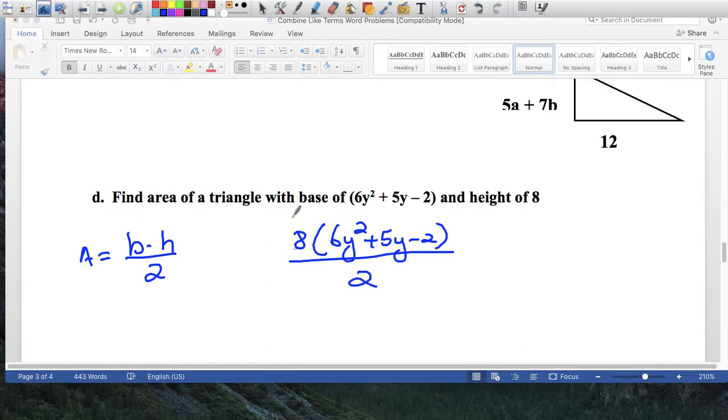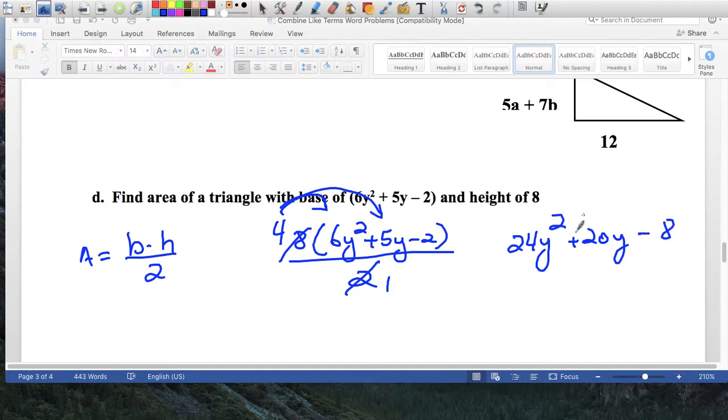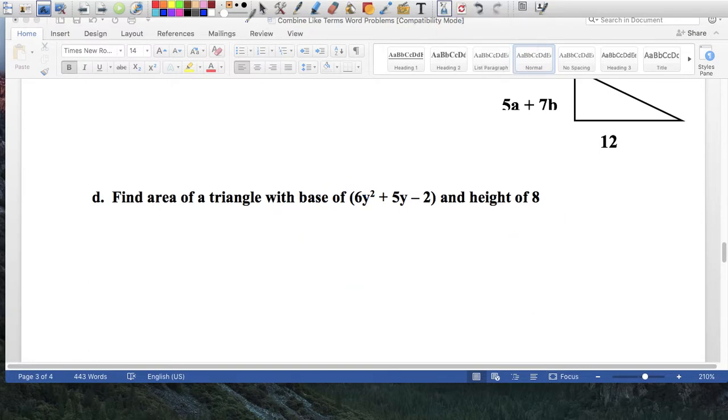Again, you can apply the distributive property and then divide every single term by 2, or you can simplify right now. 2 divided by 2 is 1, 8 divided by 2 is 4, and now I can apply the distributive property. So I get 4 times 6, which is 24y squared. 4 times 5 is 20y, and then 4 times the 2 there, but remember it's positive 4 and negative 2, so it gives me negative 8. So the area of this particular triangle is represented by that.